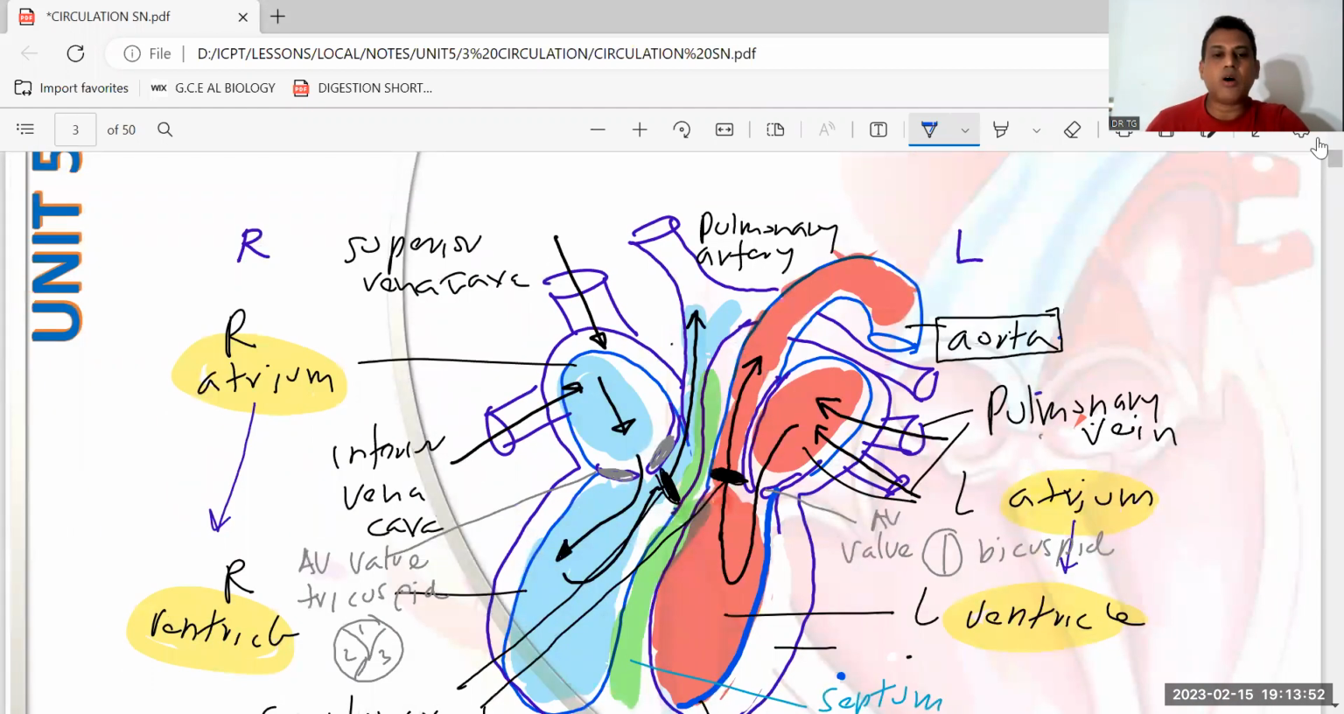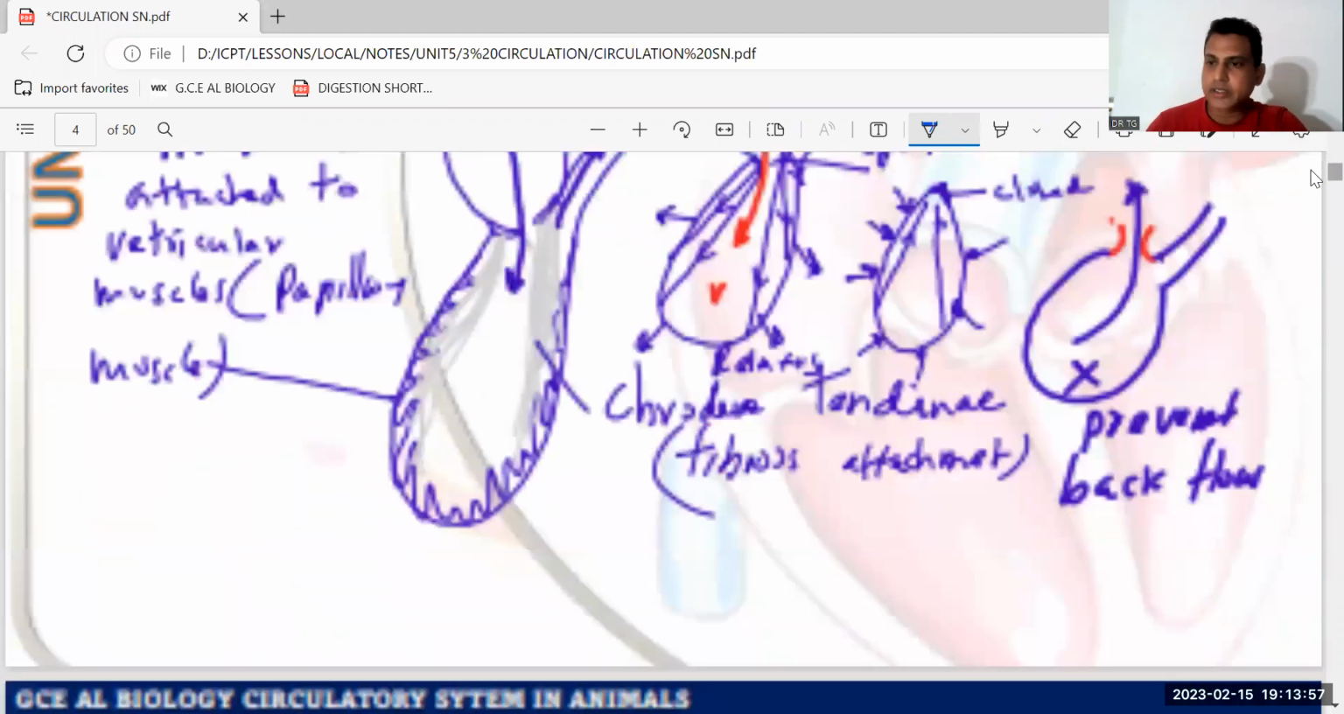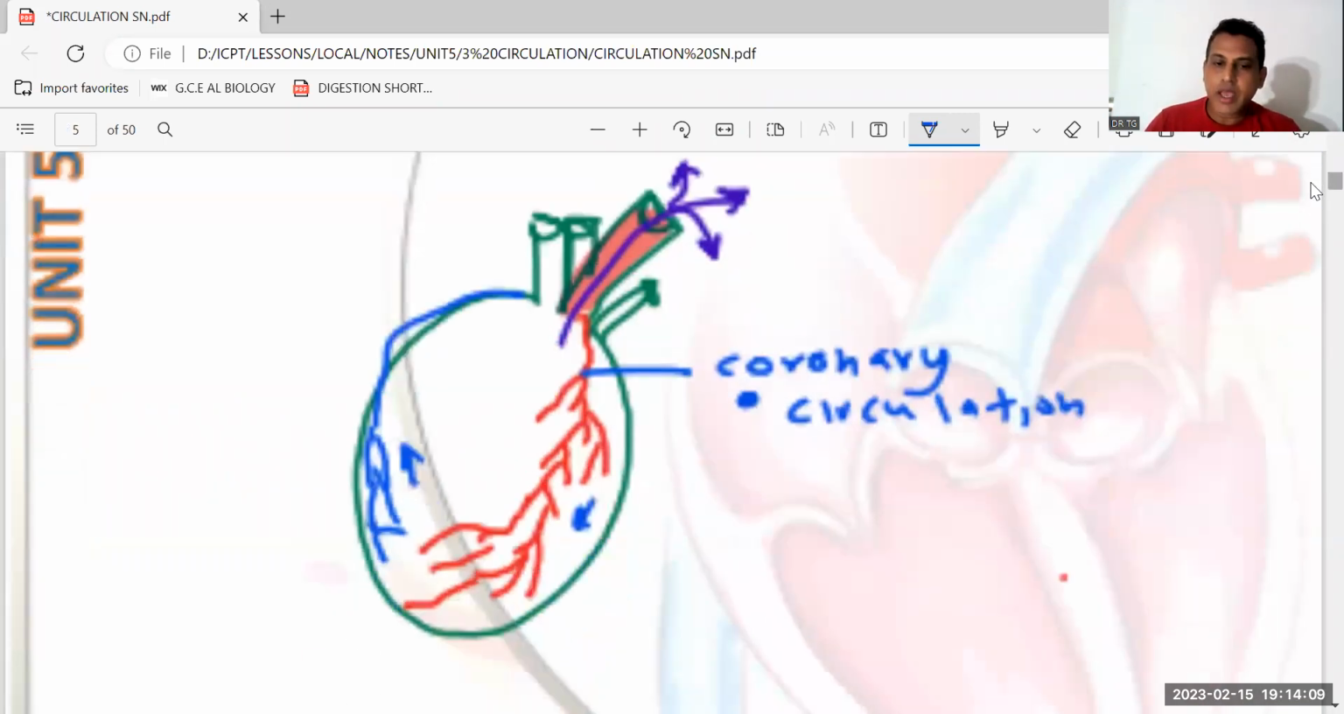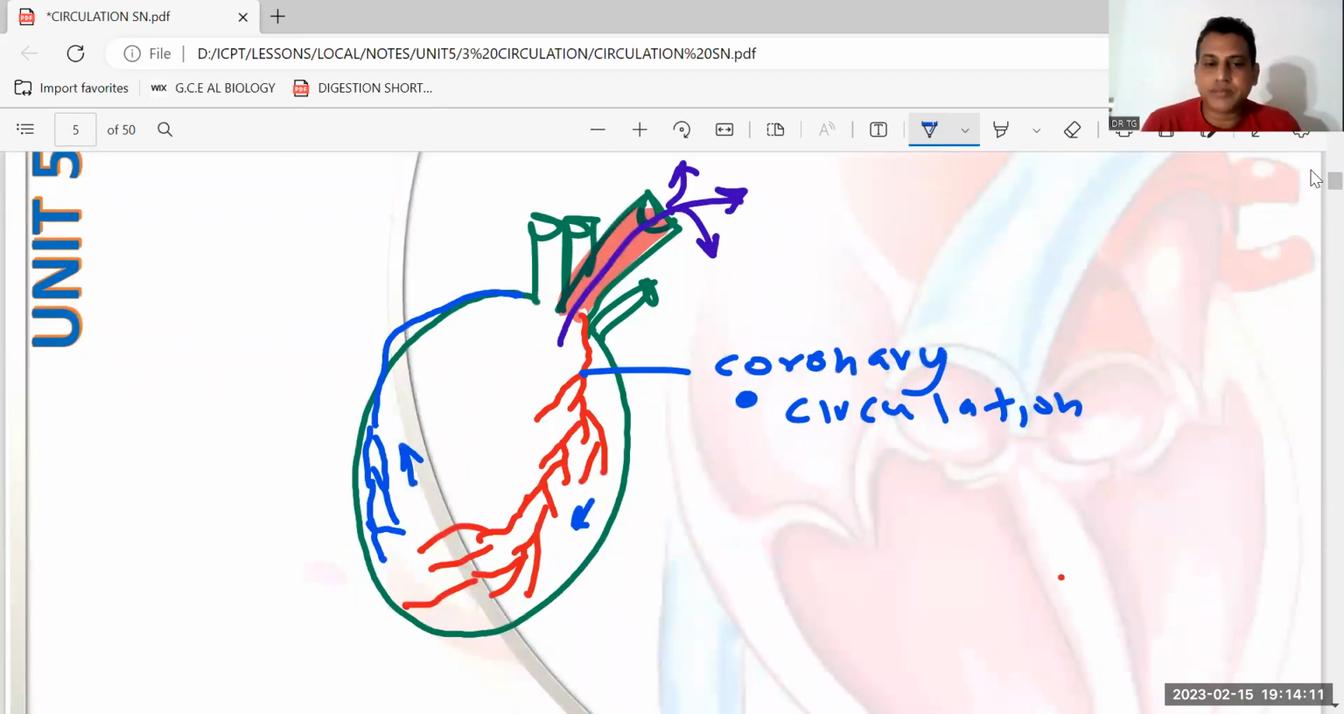So the structure of the heart, the different parts of the heart, and these are again important things about the heart: the chordae tendineae and the papillary muscles, and this is coronary circulation. So these all three parts represent the structure of the heart. Then we are going to learn how the heart is functioning.